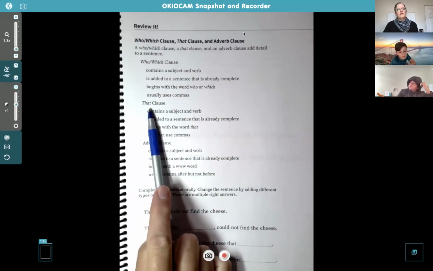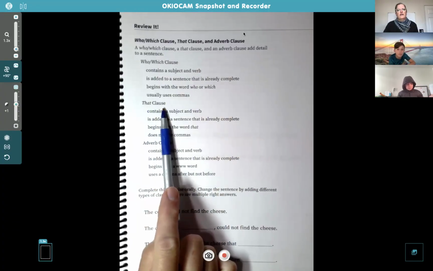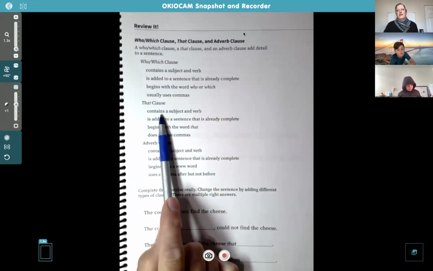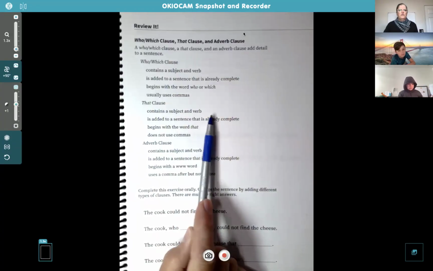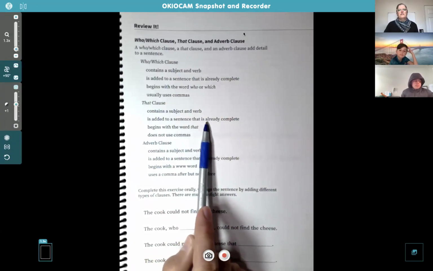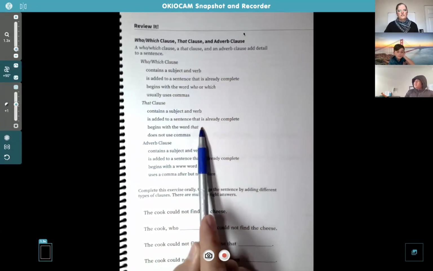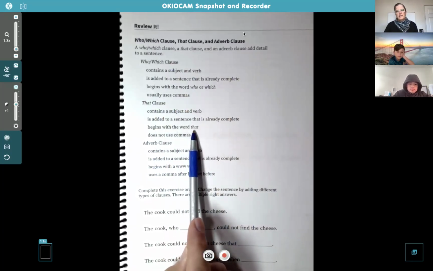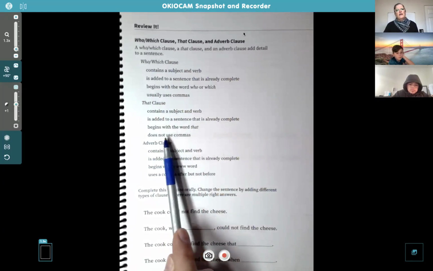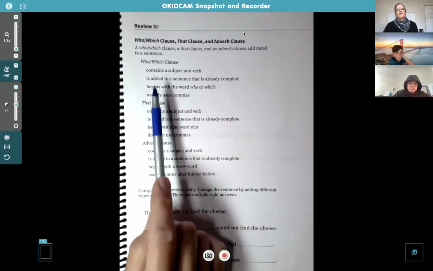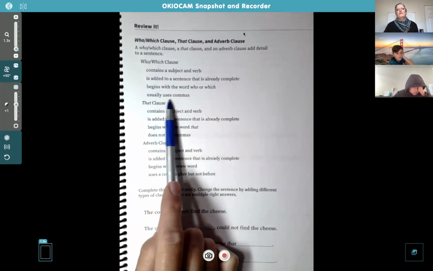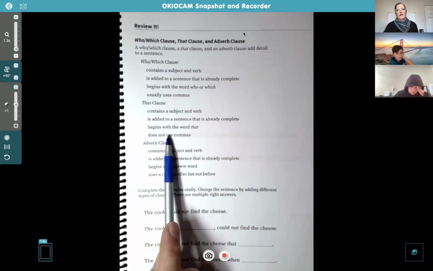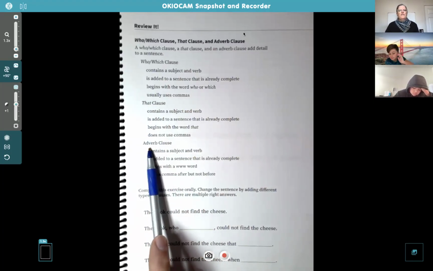Then we're going to talk about the that clause, okay? And it also contains a subject and verb. It is added to a sentence that is already complete, just like the who which clause. But this one begins with the word that. It's pretty easy to spot because it always has that at the beginning of it, and it does not use commas. The who which clause usually uses commas, but not that clause. They don't need commas.